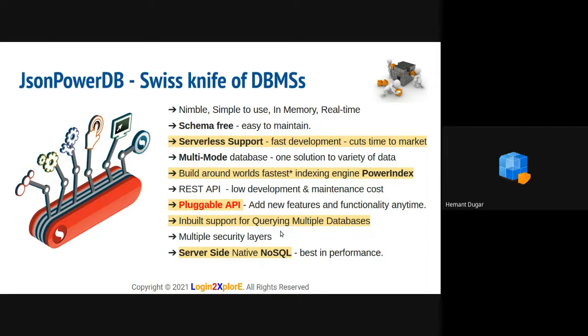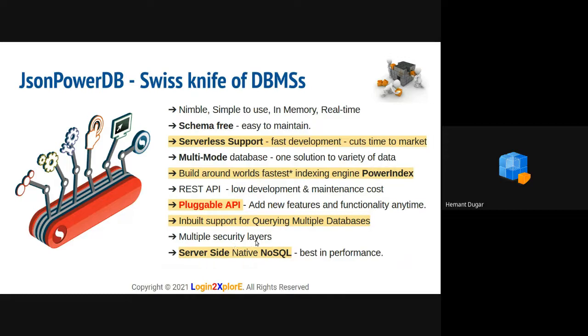Inbuilt support for querying multiple databases. So normally we query a single database, but JSON Power DB allows you to send a query across multiple databases with the same performance and same security. It's really very useful when you have different databases and you can send a query across them to find your data.